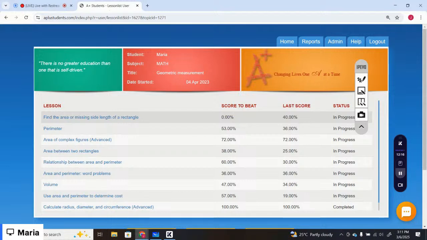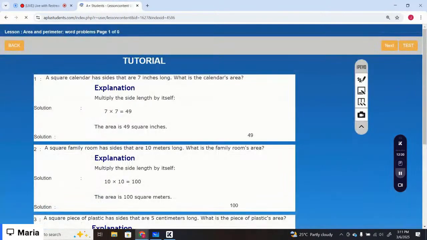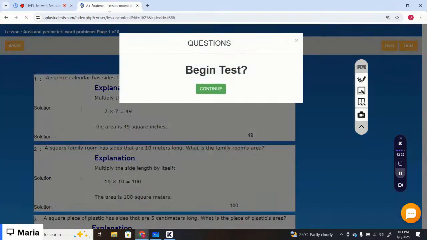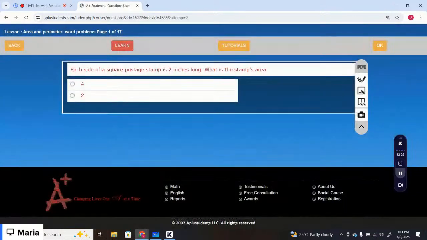The next lesson is area and perimeter word problems. Let's start with the lesson. I'm going to start with the test questions.